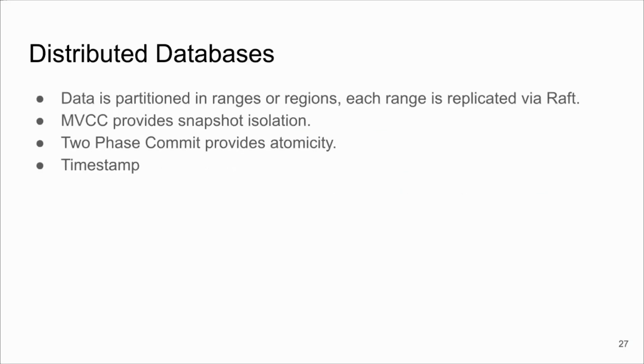So to sum up, if you want to build a distributed database, there's one way: you partition your data into small regions, and you replicate each region through Raft. You can use multi-version concurrency control to achieve the snapshot isolation level. And you use two-phase commit to ensure that changes to multiple keys are visible to other transactions at the same time.